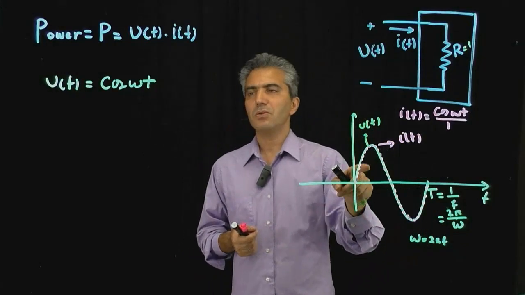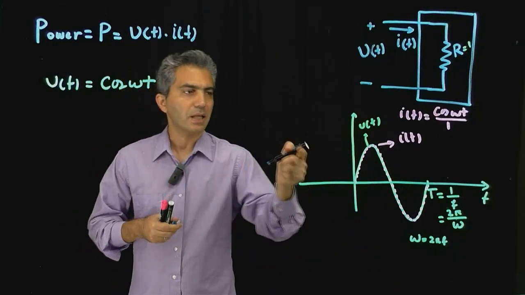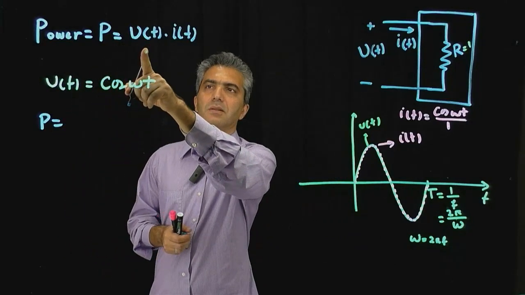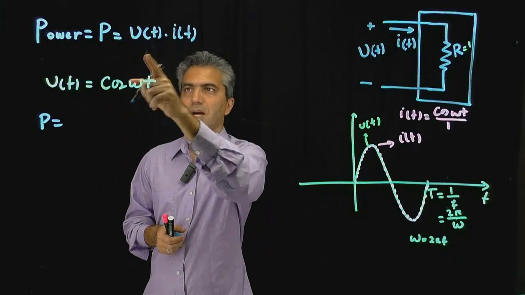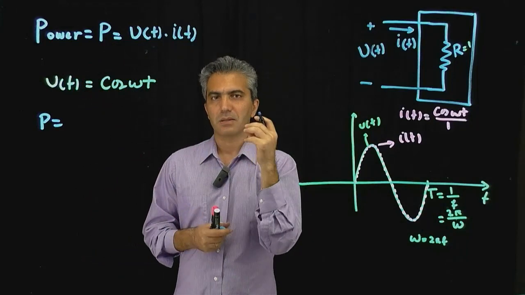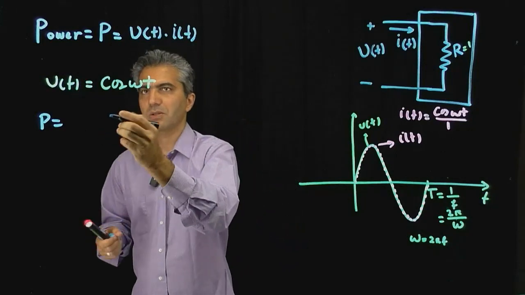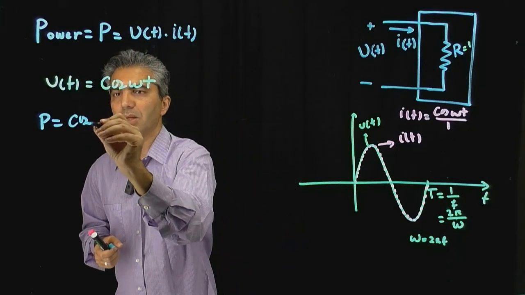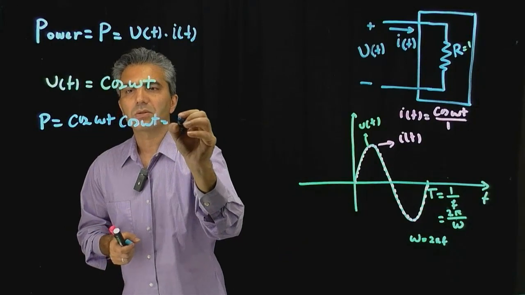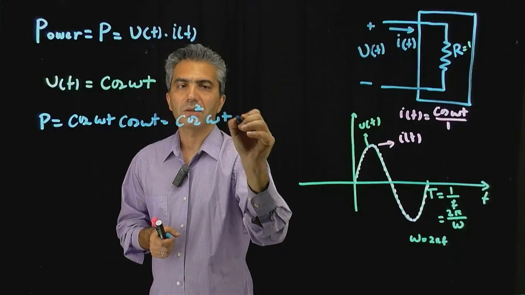Now, if you take these two and multiply them by each other, then you get the power at each point of time, right? Because the voltage is variable with time and the current is variable with time, the power is also a function of time. So it changes. The power has to be calculated for each moment in time. The voltage ended up being cosine omega t, the current ended up being also cosine omega t, so this is cosine squared of omega t.